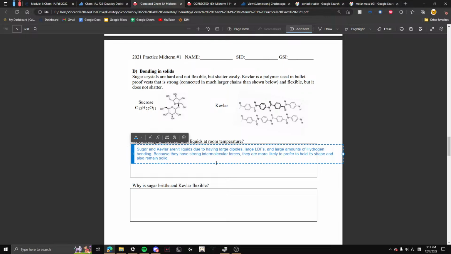So, in contrast, water is a liquid at room temperature, despite the fact that water can hydrogen bond, because it does not have large LDFs nor a strong dipole.